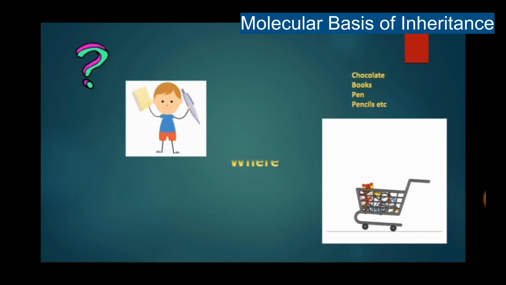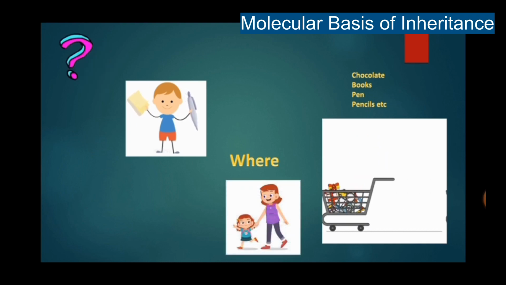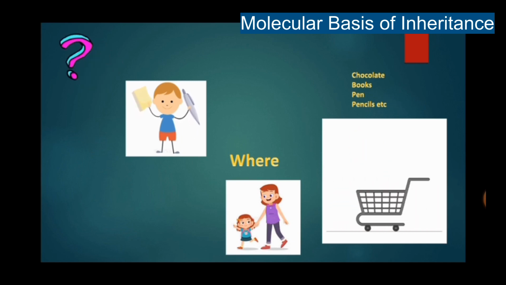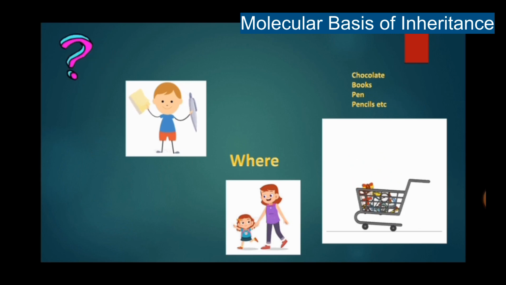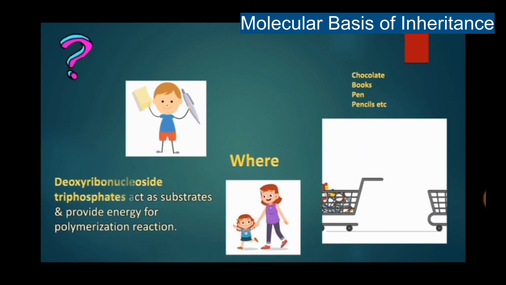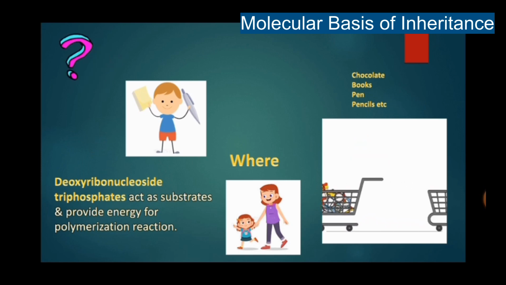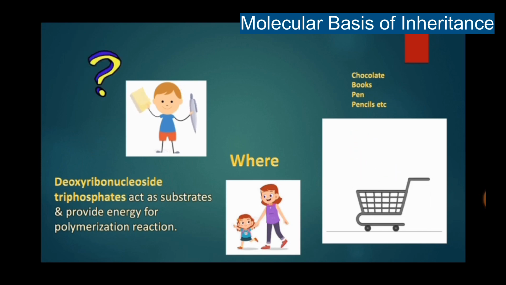From where do you get the money? You are going out with your mother, who pays for whatever you want to buy. She is the person who provides the energy for purchasing the things, right? So you can think of it like that. In a very similar way, for this replication process, deoxyribonucleoside triphosphates can act as substrate and provide energy for this polymerization reaction.